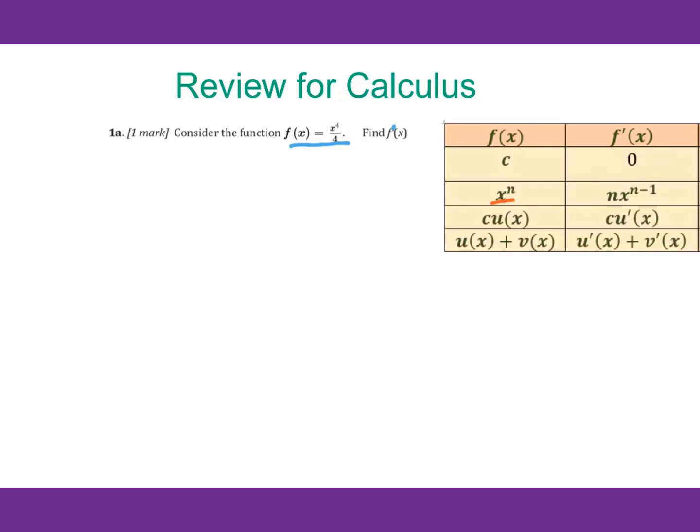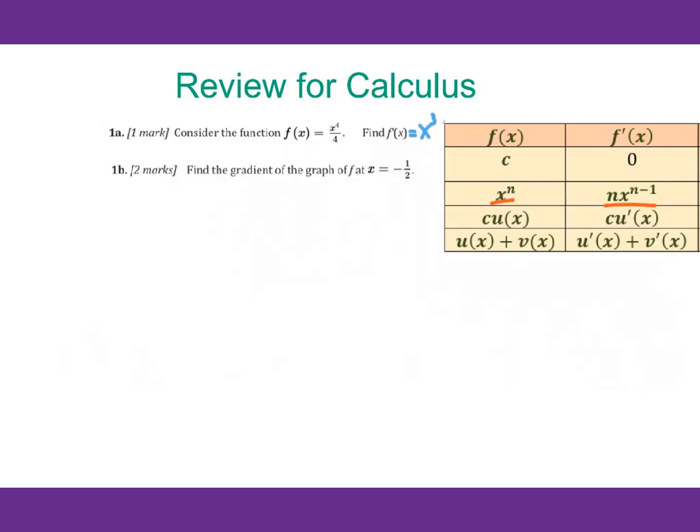Using this power rule of derivative, we can get f prime of x equals 1 over 4 times 4x to the third power. Then we reduce, and you will get x to the third power.